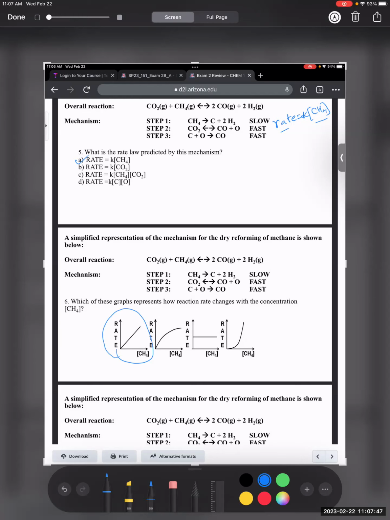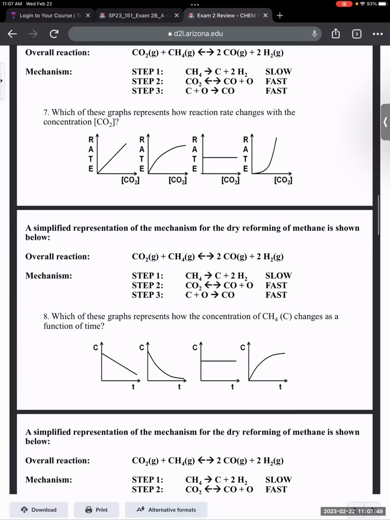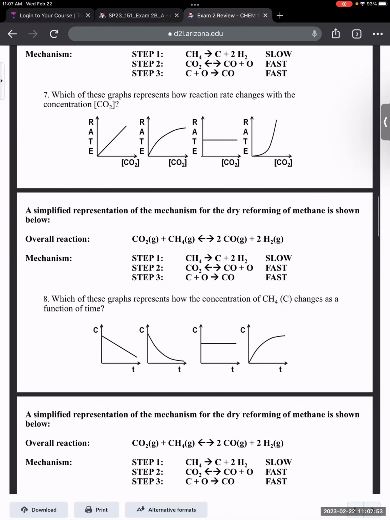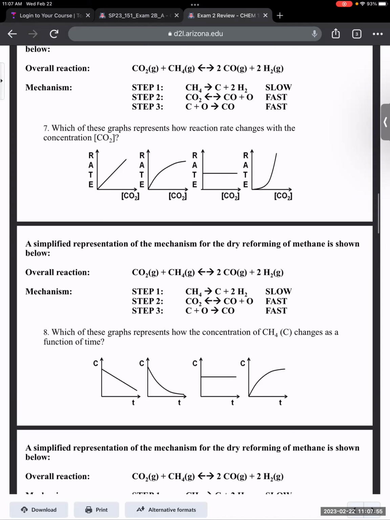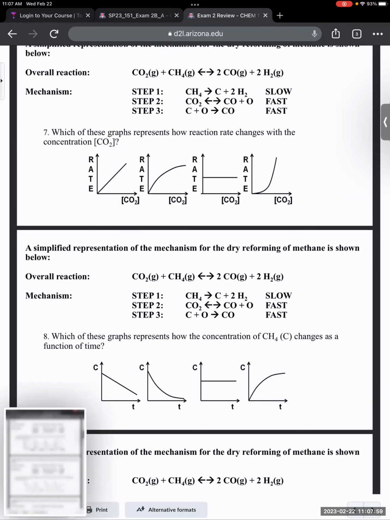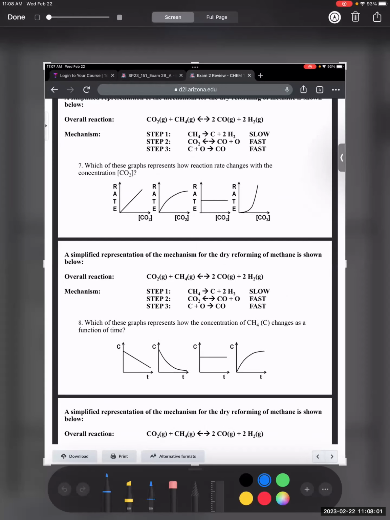All right, moving on to question 7 and 8. All right. Which of these graphs represents how the reaction rate changes with the concentration of CO2?